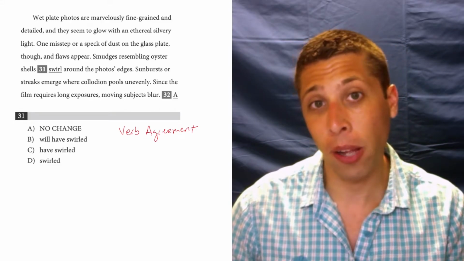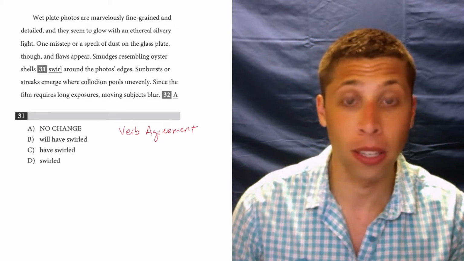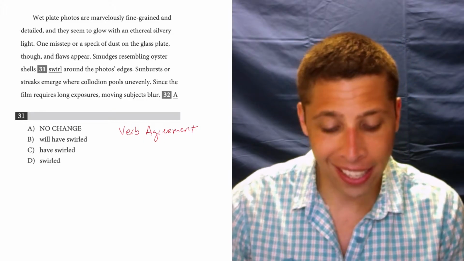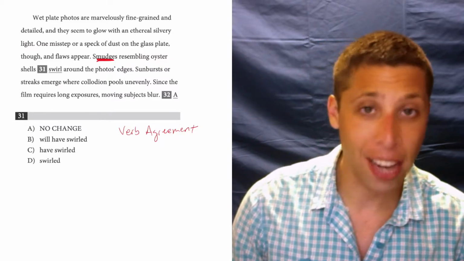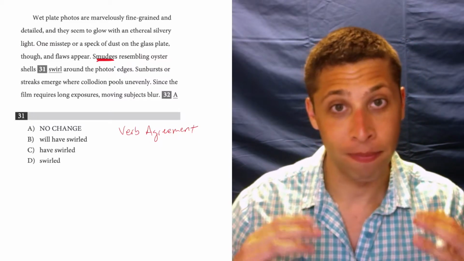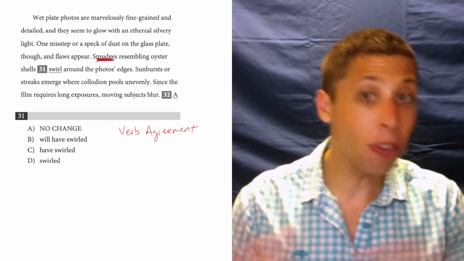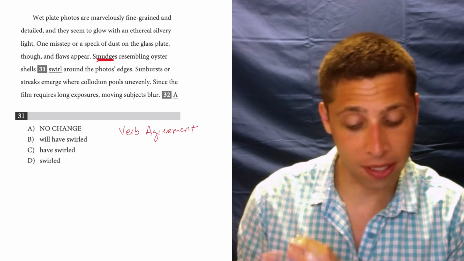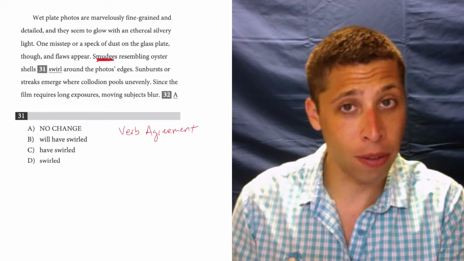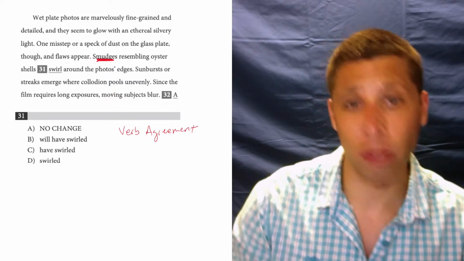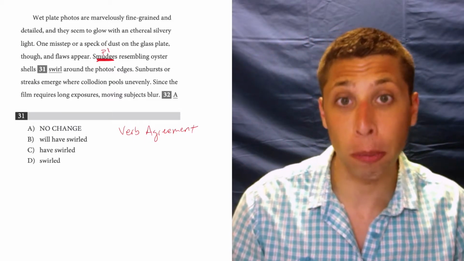And so we need to say, well, what's doing the action? What's doing the swirling in this case? Because that's going to determine the singular or plural. And in other places, this might be a trap, but smudges is actually the thing that is doing the action. The smudges are swirling around the photo's edges. Other versions of this question might want to trick us and make us think that shells is the answer, or is the noun the thing that's doing the action. But in this case, it wouldn't matter if we thought that, because they're both plural, and so we'd be like, okay, I need a plural verb to match with that.